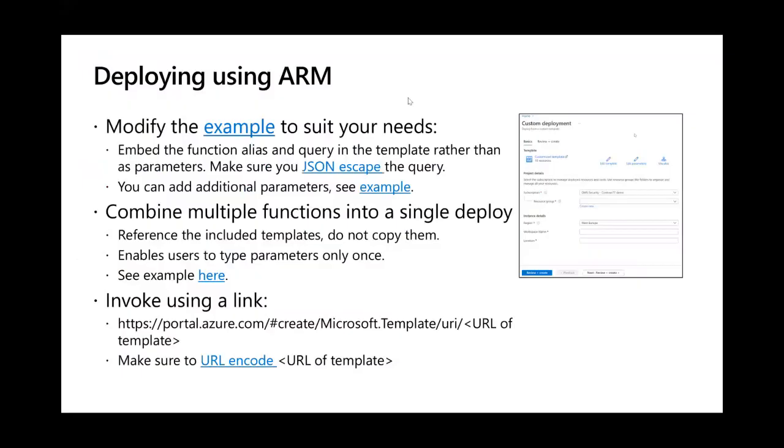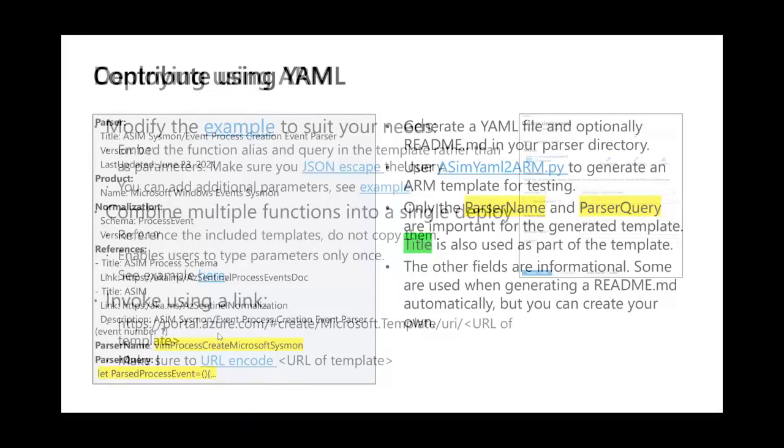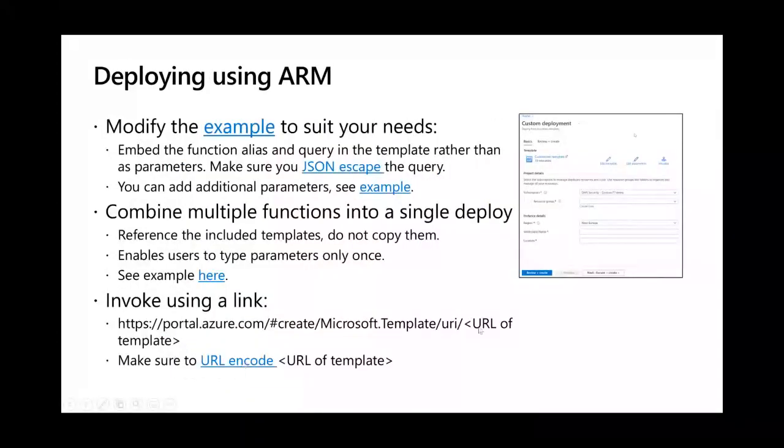Lastly, I used a few times a link to run those deployments easily. This is the way the links look like. Very easily, just a way to deploy a template in the portal, and then you have the URL to the template, which can be a GitHub raw URL. Again, remember that the URL here has to be URL encoded. So if you develop your parser, you want to distribute it, translate it into a template, and then it's clickable.